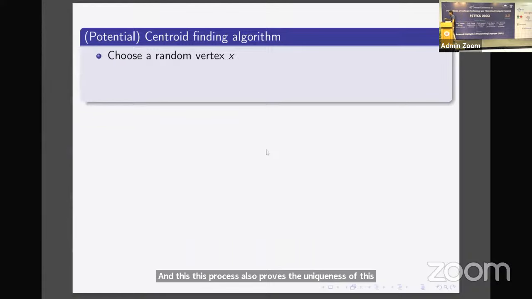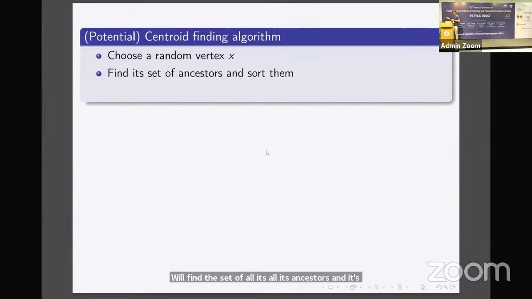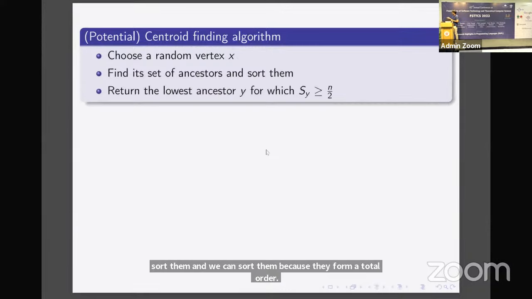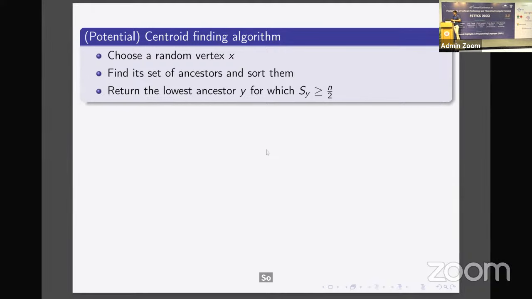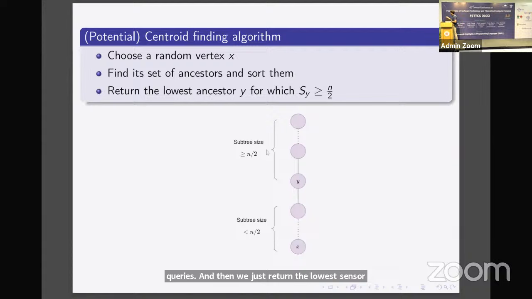So now we need to find the centroid. Here we'll first see an algorithm that produces a potential centroid, and then we'll prove that it works with some probability. We'll choose a random vertex x. We'll find the set of all its ancestors, and we'll sort them. We can sort them because they form a total order. So we can sort them in n log n queries, and then we just return the lowest ancestor which has subtree size at least n by 2, right? So in this diagram, suppose we had chosen x. Then we return the lowest ancestor of x, call it y, that has subtree size at least n by 2. We know that such an ancestor will always exist because the root has subtree size equal to n.